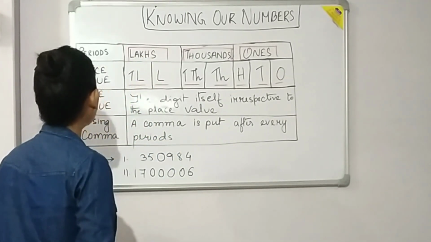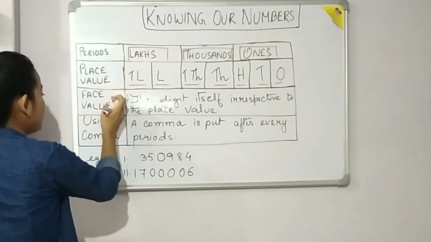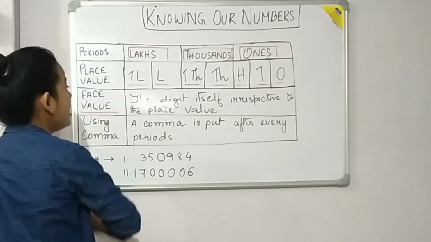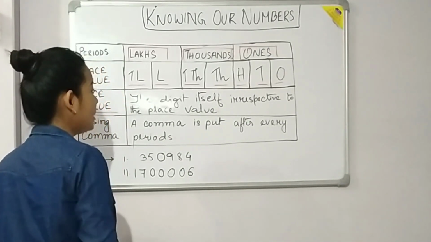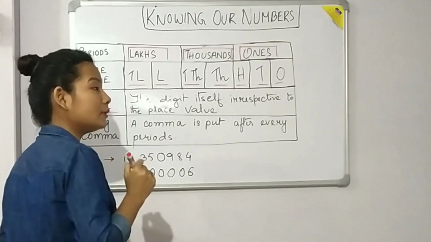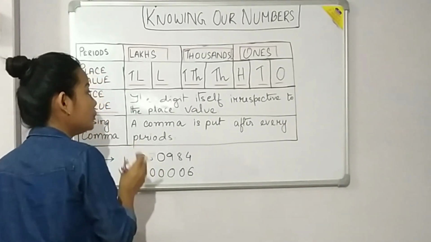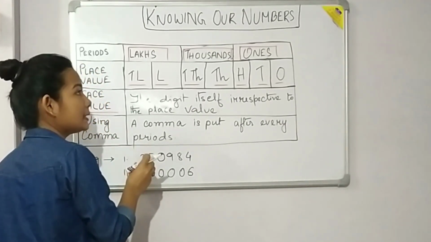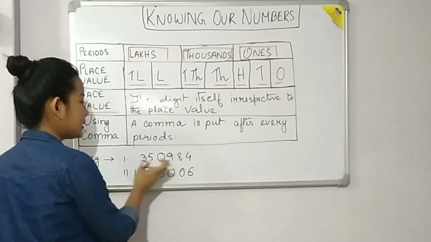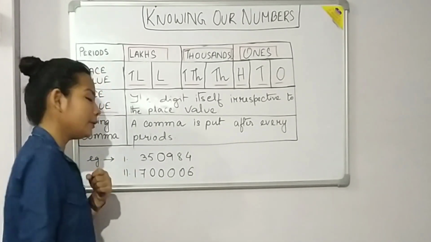Alright. So we have understood what are periods, what are place values. Let us know what are face values. So face values are nothing but the digit itself that is placed in your respective place value. Whatever place value is asked in your question, you have to put that number itself, and that is called your face value. So I have written some of the numbers here. Let us try to understand how to find out the face value.